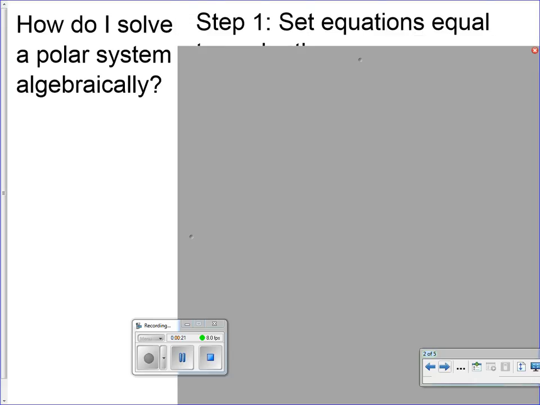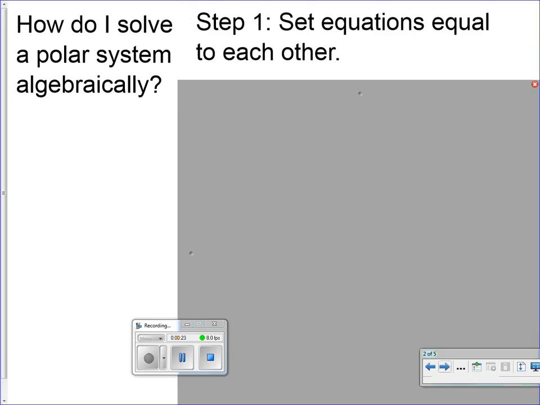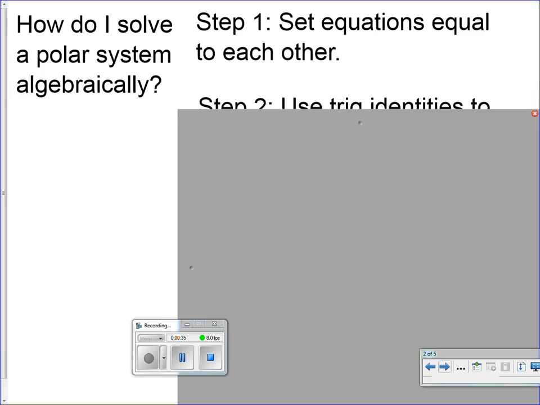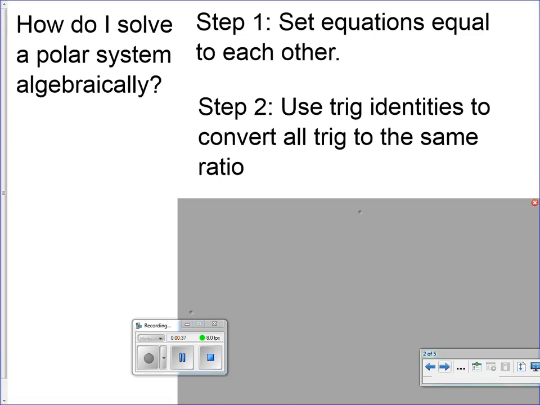So you've got some steps here. A system of equations, if you think back to Algebra 1, you also looked at this in Algebra 2, you have two equations, you want to know where they intersect. You'd set them equal to each other. It's the same thing in polar. So you're going to set them equal to each other. Now because they're going to involve sines and cosines, you want to convert all of your trig ratios to the same ratio. So you're going to have to use your trig identities there.